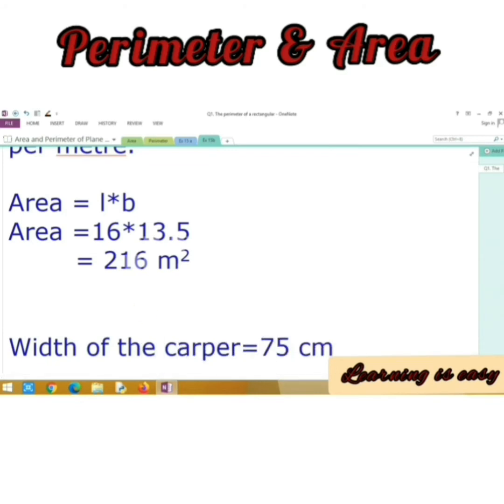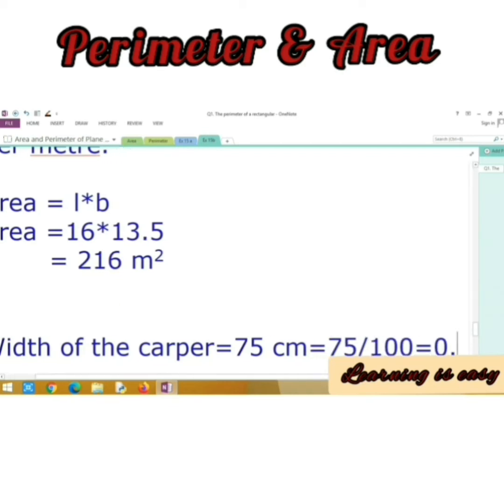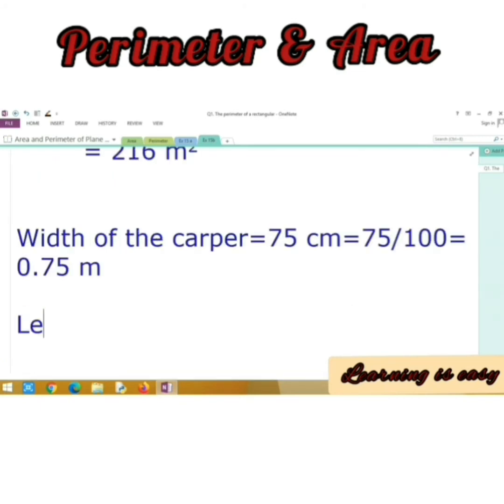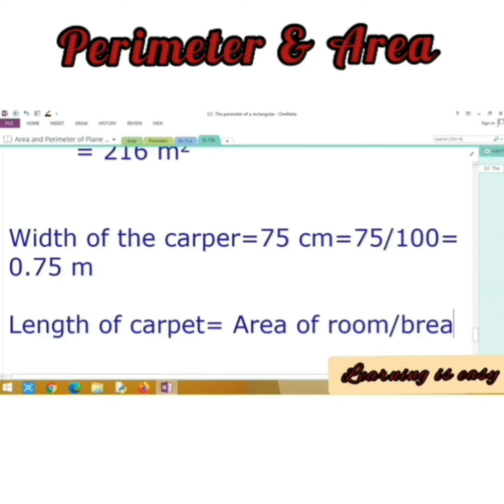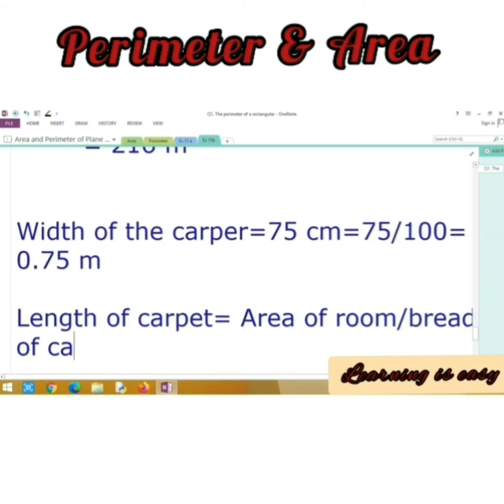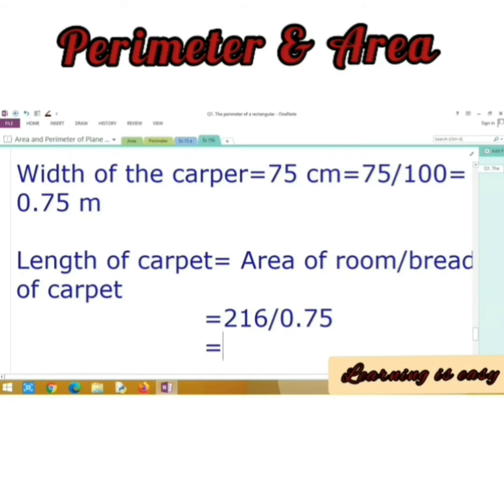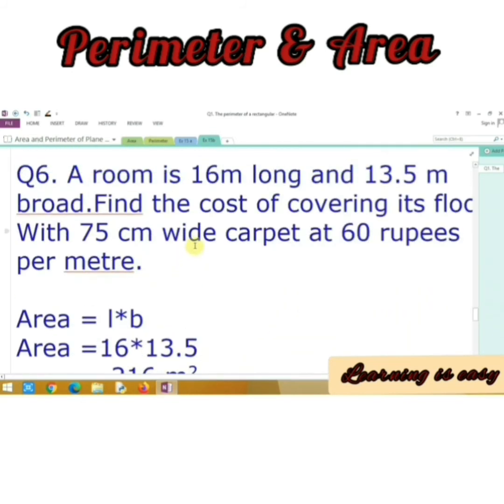Width of the carpet is 75 centimeter. So we need to convert to meter, which is going to be 0.75 meter. Length of the carpet is equal to area of the room divided by breadth of the carpet. So area we already know is 216 divided by 0.75, which gives us the length of the carpet required as 288 meter.